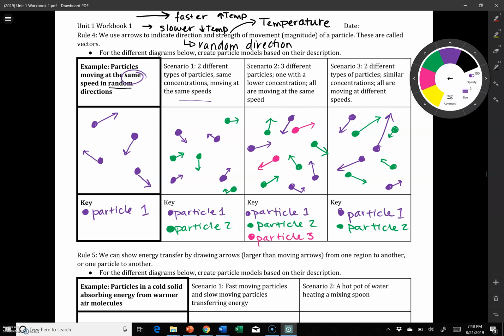In scenario 3, they're all moving at different speeds, so the arrows should all be of different lengths. Now, all of these should be pointing in random directions. They should not all be pointing the same way. A couple might be going in similar directions, but they should not all be going in one direction.